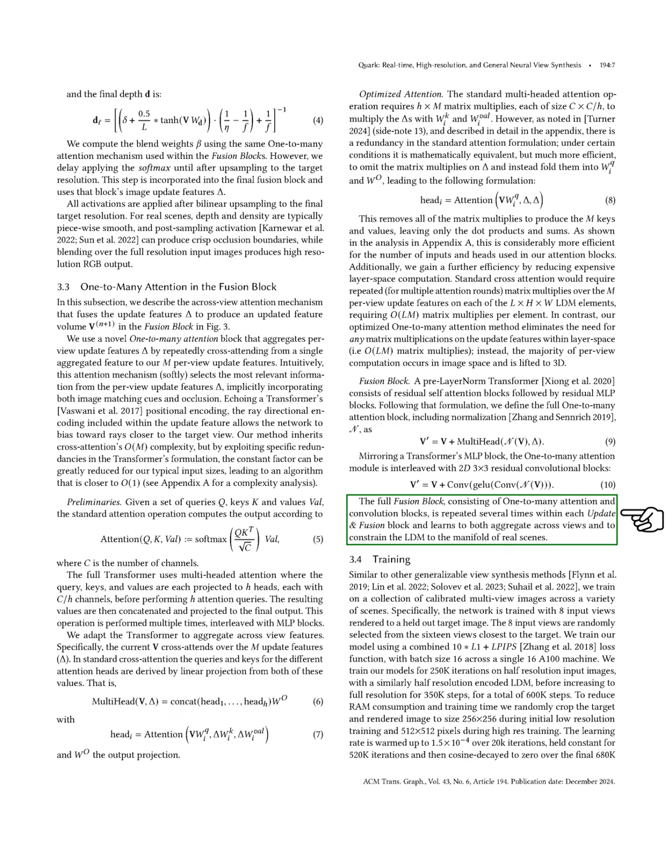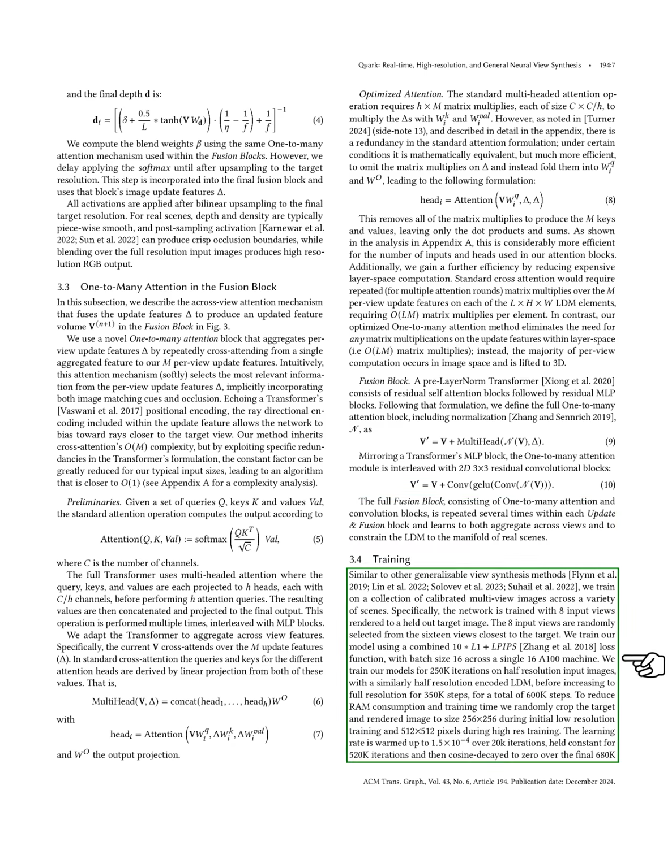For training, we use a set of calibrated multi-view images from various scenes. Specifically, we train our network using 8 input views that are randomly selected from the 16 views closest to a target image. Our model is trained with a combined loss function, using a batch size of 16 on a single machine. We conduct 250,000 iterations at half resolution before moving to full resolution for an additional 350,000 steps, totaling 600,000 steps.